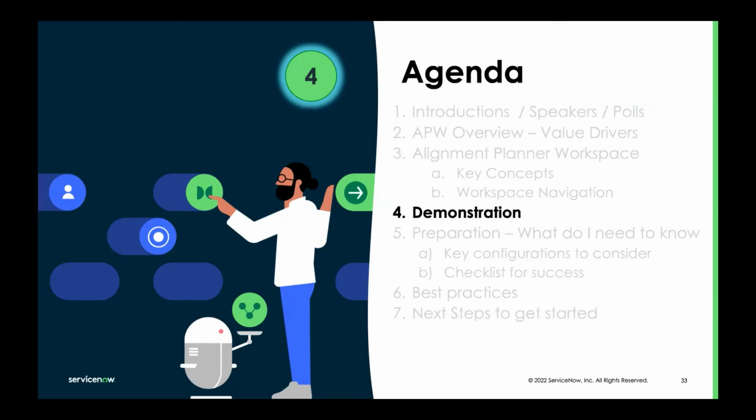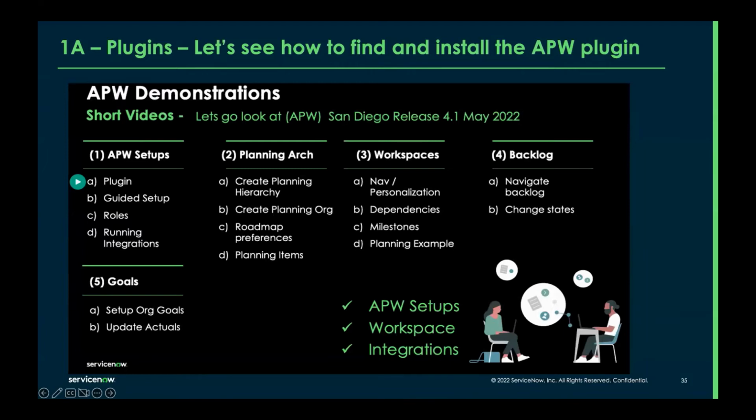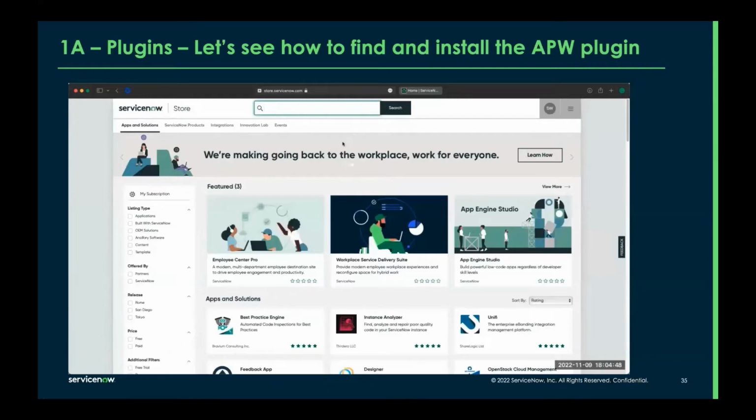All right. So let's step into some demonstrations here. So I have these demonstrations. We'll go through setup, workspace, and integrations. So we have some setup, the planning architecture, some workspace, right? So we'll go through each one of these, and I'll comment as we go through what these are, right? So the first one is the plugin. How do I get started, right? Well, you go to the ServiceNow store, and you type in Alignment Planner.